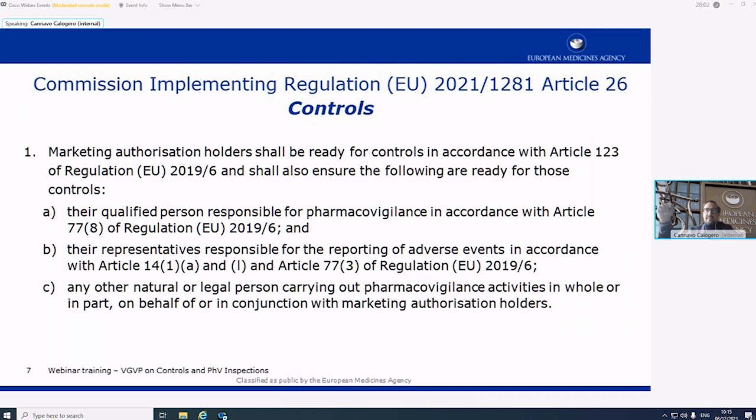Article 26 is the article regarding the Commission implementing regulation, again on the controls. And the controls here, we want to highlight that the persons who should be ready for the controls are the qualified person responsible for pharmacovigilance in accordance with Article 77 of the regulation, their representative responsible for the reporting of adverse events, and any natural or legal person carrying out pharmacovigilance activity in whole or in part on behalf of or in conjunction with the marketing authorization holder. Again, here we want to emphasize with this article that all these persons should be ready for controls. And the next article, 27, next slide, please.